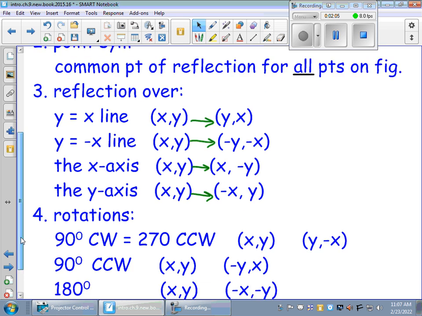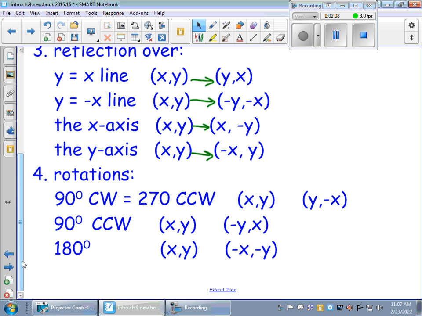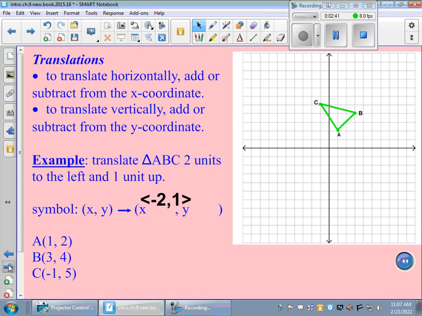Down here with the rotation, CW means clockwise, CCW means counterclockwise. If we're going to go clockwise, 270 counterclockwise is the same as 90 clockwise. In that case, you take your original (x, y) and it becomes (y, negative x). If you go 90 degrees counterclockwise, you take your original ordered pair to (negative y, x). And if you go 180, which is either clockwise or counterclockwise, it's going to be in the same spot. You get (negative x, negative y). So now we break it down.